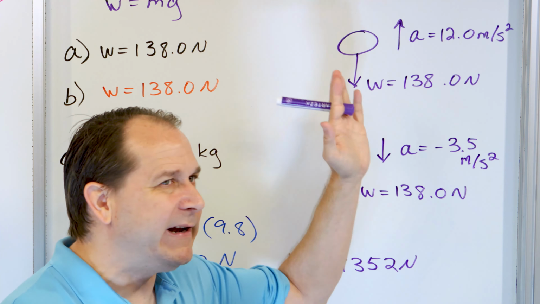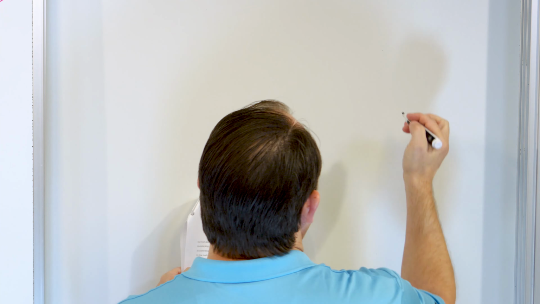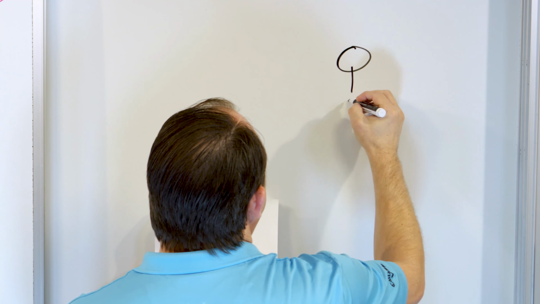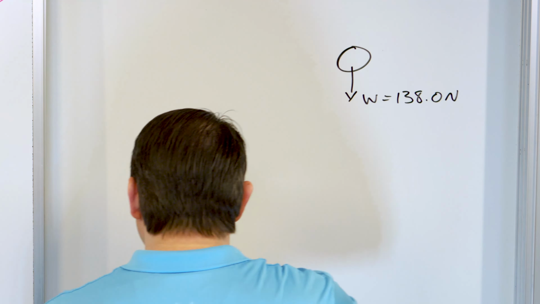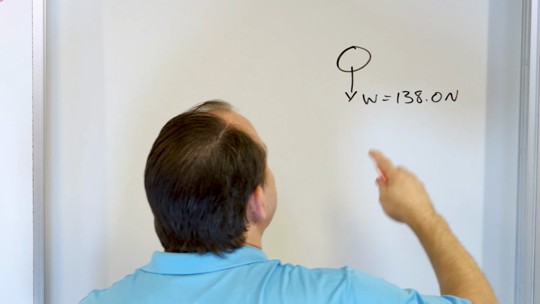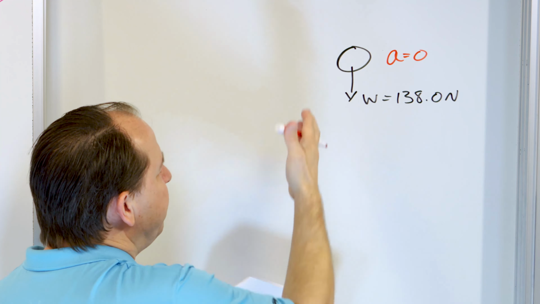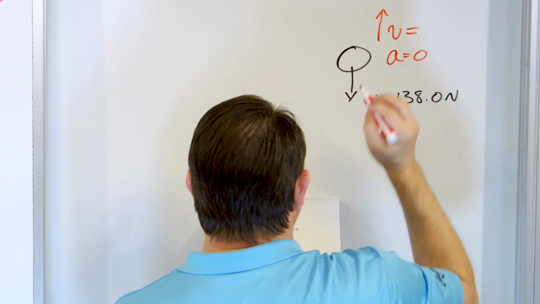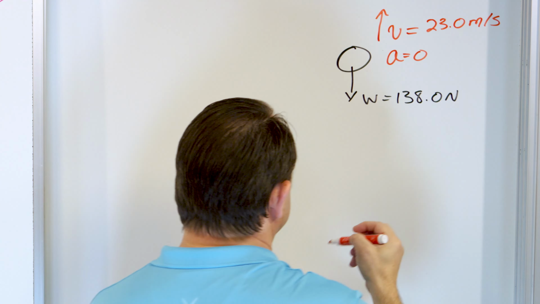So it's not accelerating up or accelerating down. It's just traveling with a constant velocity. So what does this look like? Here's your rock. And now we're going back to the rock having a weight of 138.0 newtons. But in this case, it's not accelerating up or accelerating down. In fact, the acceleration is 0. It's not speeding up or slowing down. However, the velocity is in the up direction of 23 meters per second.